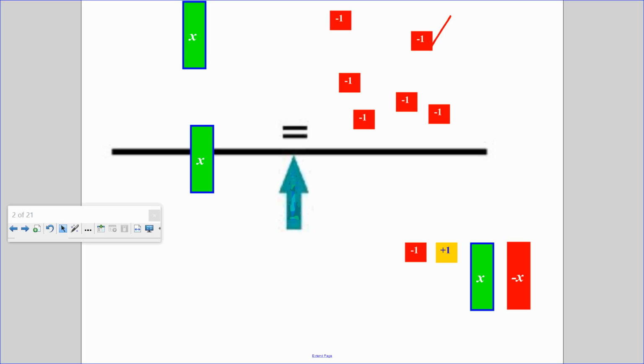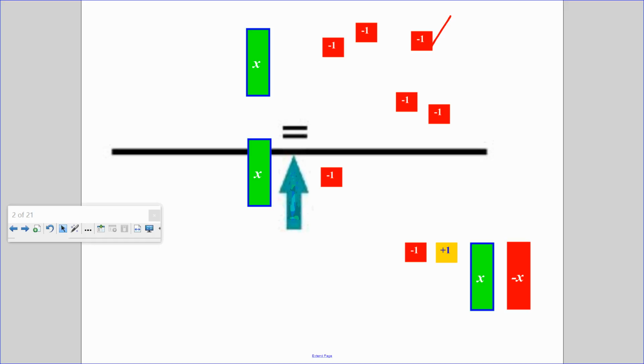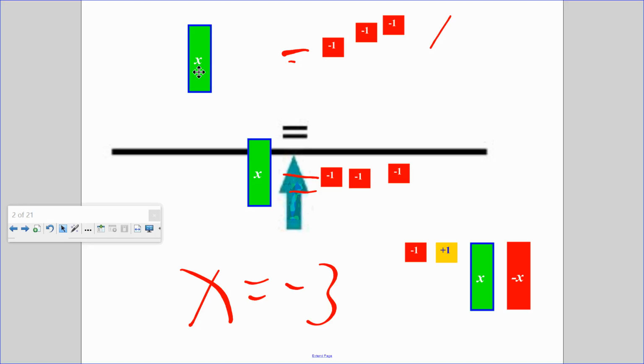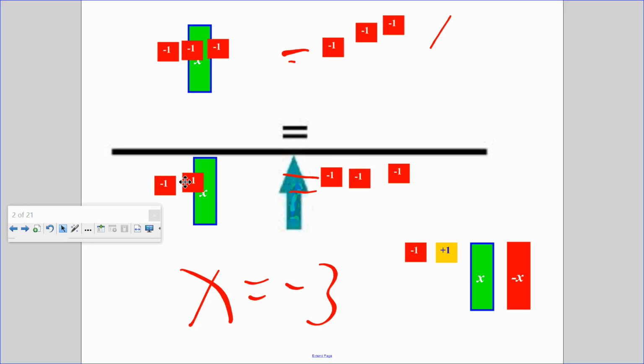Well, I'll give a -1 to this x, a -1 to this x, -1 to this x, a -1 to this x, a -1 to this x, -1 to this x. So x is equal to -3. So each x, let's check our work, each x has to be -3. So if this x is -3 and this x is -3, are they balanced? It is. -6 equals -6.